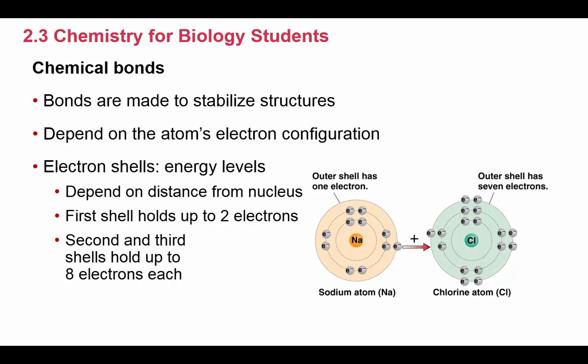If they're full, they're going to be non-reactive. But if they're not full, then they're interested in bonding. You're looking at sodium on the left and chlorine on the right. Sodium has 2 in the first shell and 8 in the second, and the third shell only has 1. Now look at chlorine. 2 in the first shell, 8 in the second shell, and 7 in the outer shell. So neither one of them have a full outer shell. So they're looking at bonding with each other to become more stable.